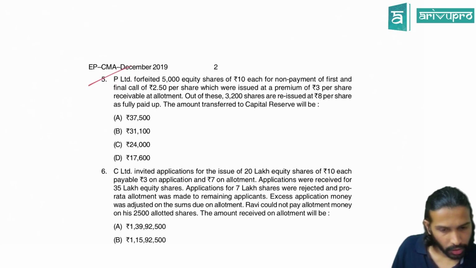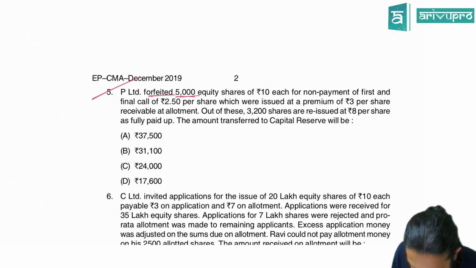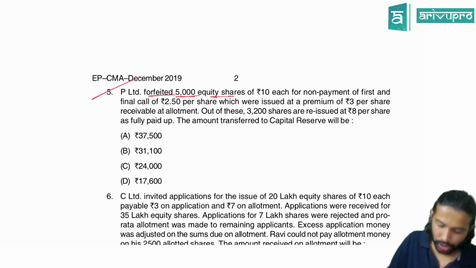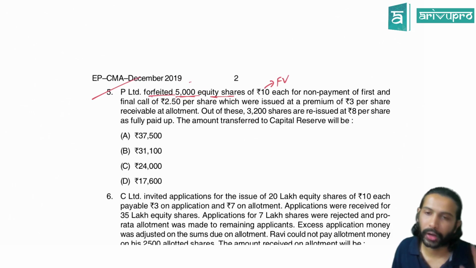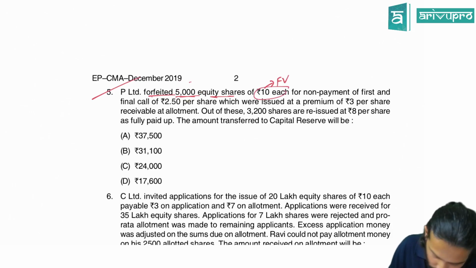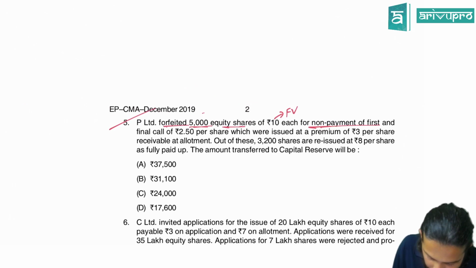Okay, next one. P Limited, another forfeiture question. They forfeited this time 5,000 equity shares of rupees 10 each. What is this 10? Face value of the share. The company has forfeited 5,000 equity shares, each with a face value of 10 rupees. And why did they forfeit? For non-payment of first and final call of 2.5 rupees per share.